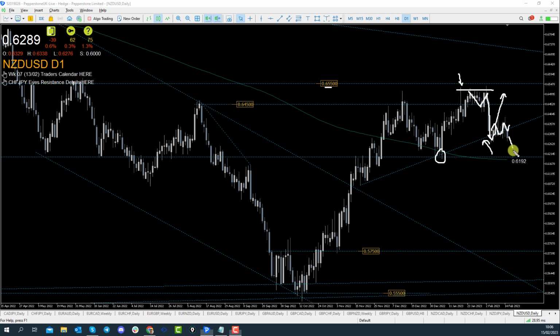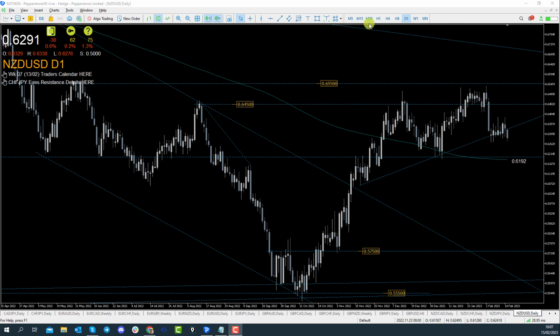And that could open the door for a move down to the next level of interest, which is the 0.62 handle. We also have confluence down here with the 200 daily moving average. So you can see that running through there, which rests at 0.6192. So looking to see if price can trade down to this level where we found that support in the past, back in January, or the start of January. So looking for a continuation to the downside.